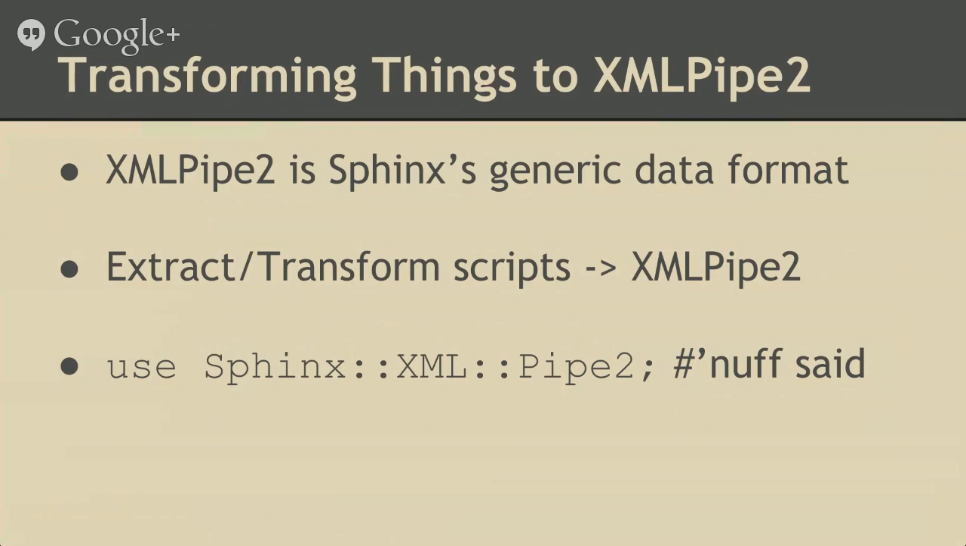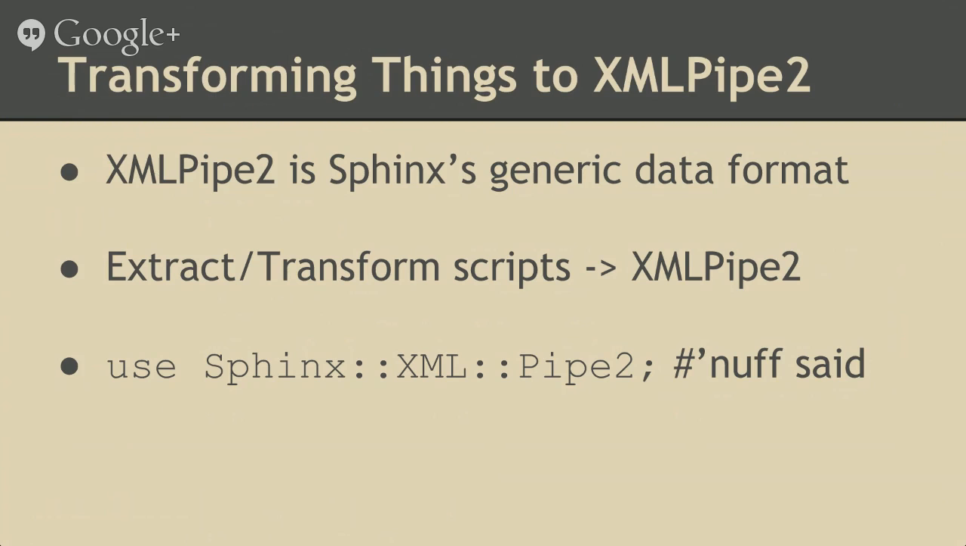So, okay, now transforming things to XML pipe 2. Like I said, it's a generic format. In the world of data warehousing, there's the ETL, the extract, transform, load concept, where you take data in whatever format you have, and you have scripts that extract the data you want, and then they transform it into the format that you want, and then you load it into your system. XML pipe 2 is what you want your data to be transformed into.